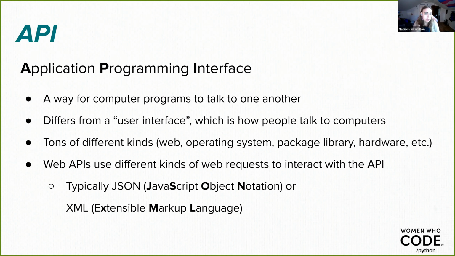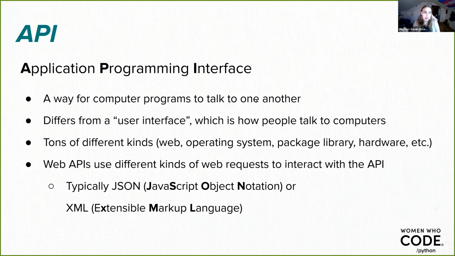You have web APIs, which is what we're going to talk about today. There's also operating system APIs, package library APIs. If you've used like pandas or some R libraries, those libraries that you're interacting with have APIs that you use to perform whatever functions that you're doing there. Hardware APIs, if any of you have done like Raspberry Pi experimentation, you'll know that some of the hardware interfaces have application programming interfaces that you use in order to interact with the hardware.